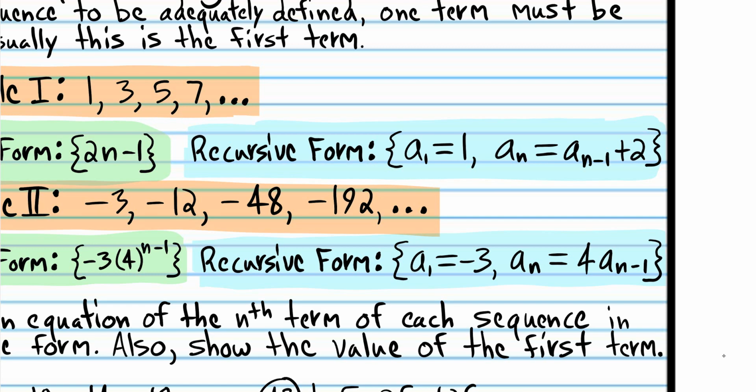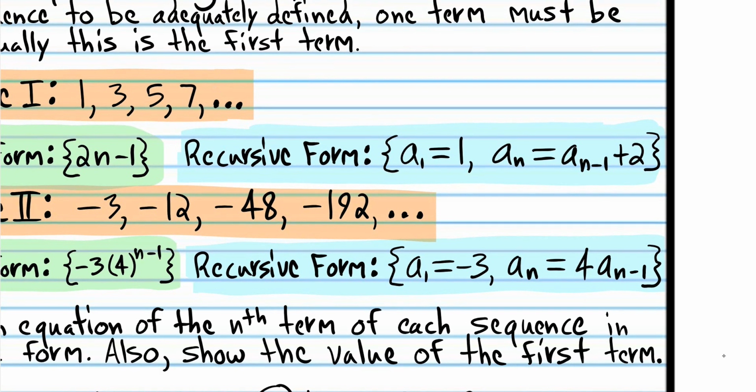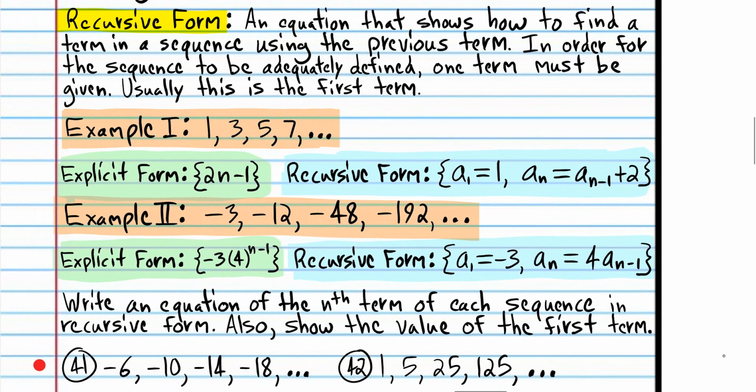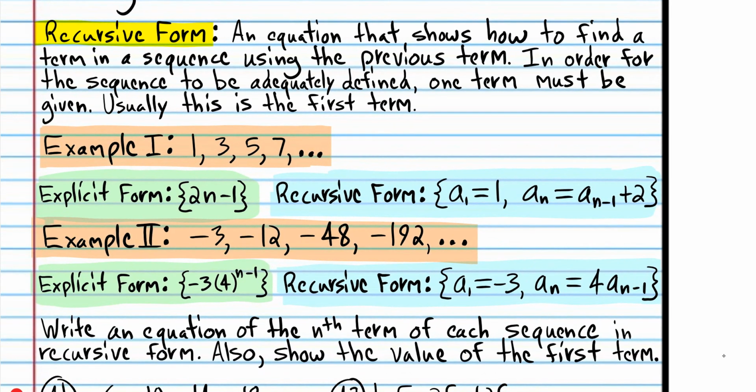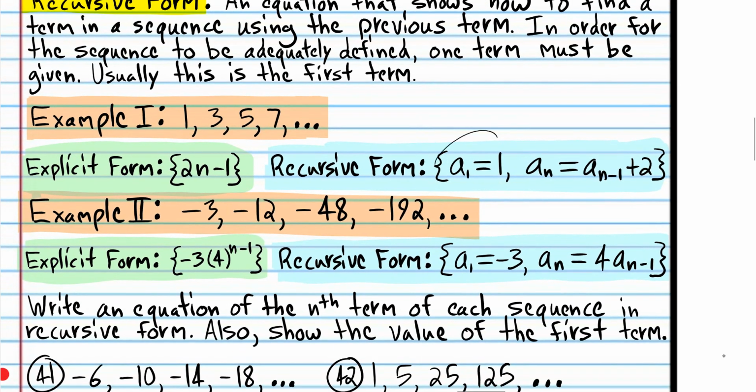Now, recursive equations don't really describe sequences completely because there's no reference point. So typically when you're given recursive form of the nth term of a sequence, you're given one term in the sequence, and that term is typically the first term. So this gives us a reference point.